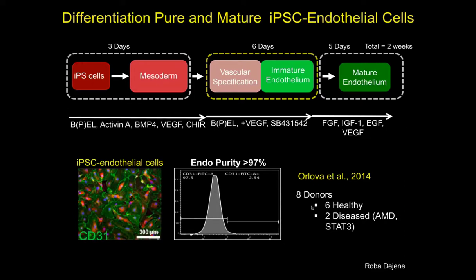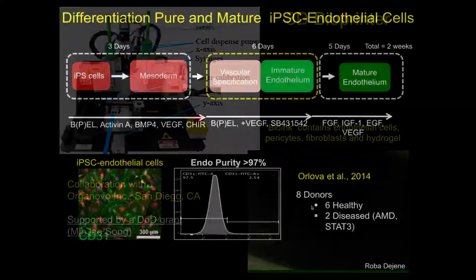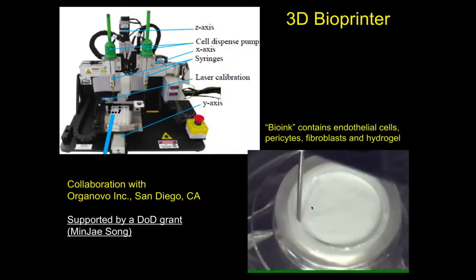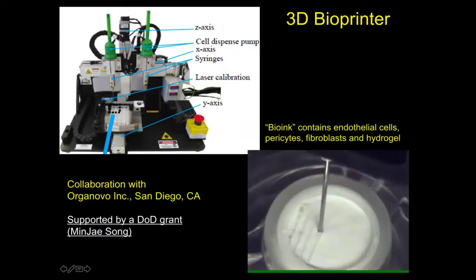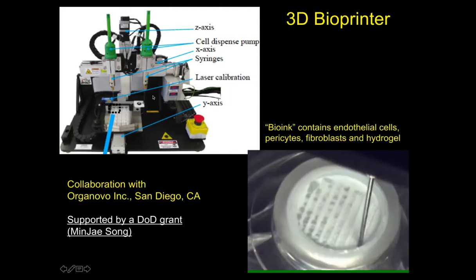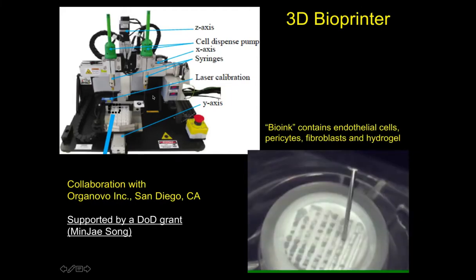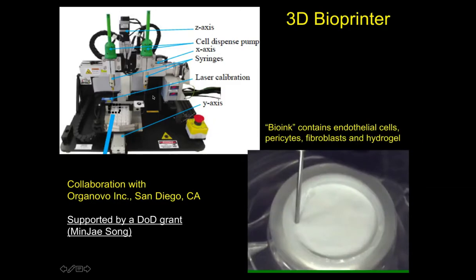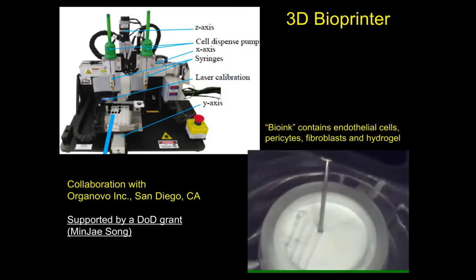So then what we do is to combine RPE and endothelial cells into a 3D disease model. We use a technique called 3D bioprinting. What it does is, on top you see a 3D bioprinter which has two print heads, 2 needles that move in a very precise XYZ orientation that you can control.